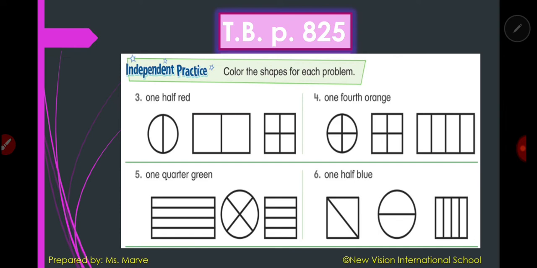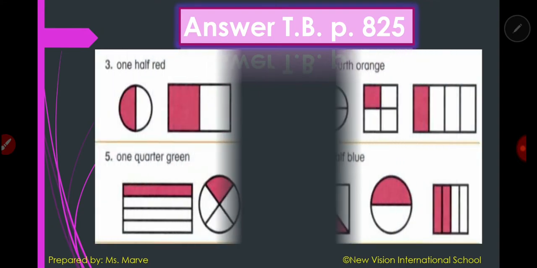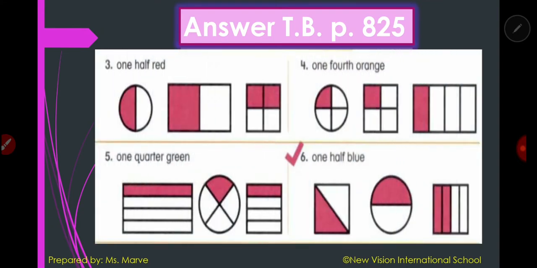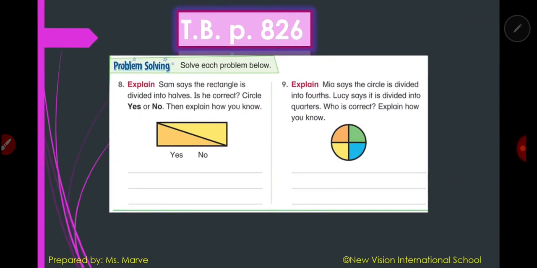Okay? Now, here's the answer. Number 3, 4, 5, and 6. You can pause the video so you can properly write the correct answers. Okay, if you're done, you can move to page 826. You are going to solve each problem below. Number 8. Sam says the rectangle is divided into halves. Is he correct? Circle yes or no. Then explain how you know.